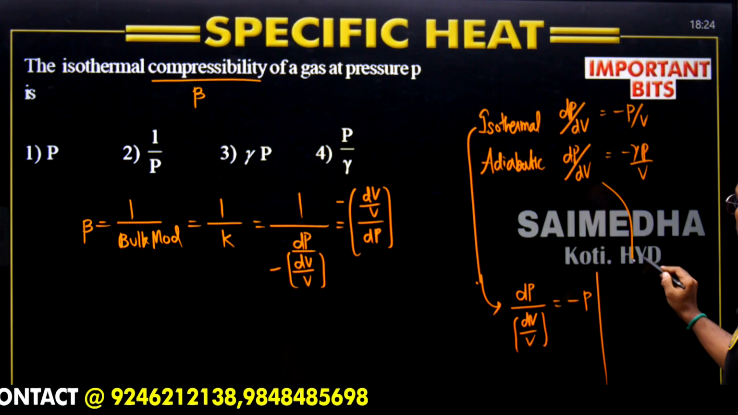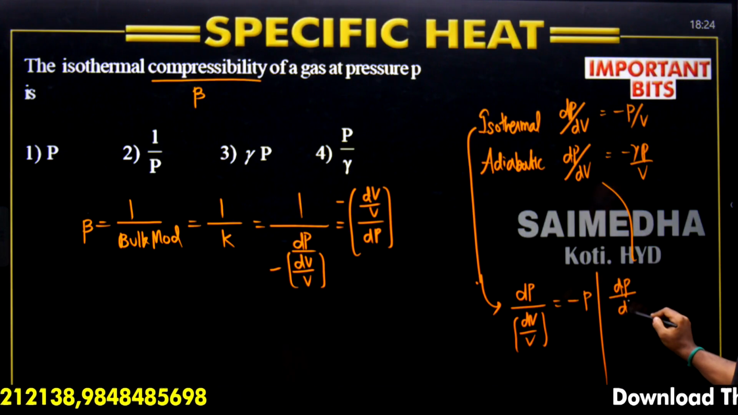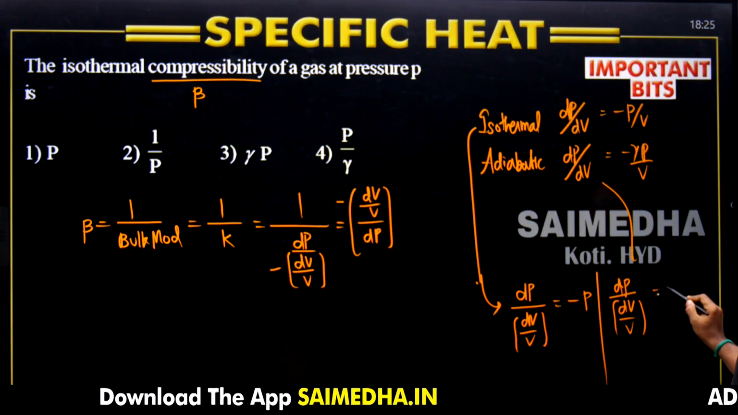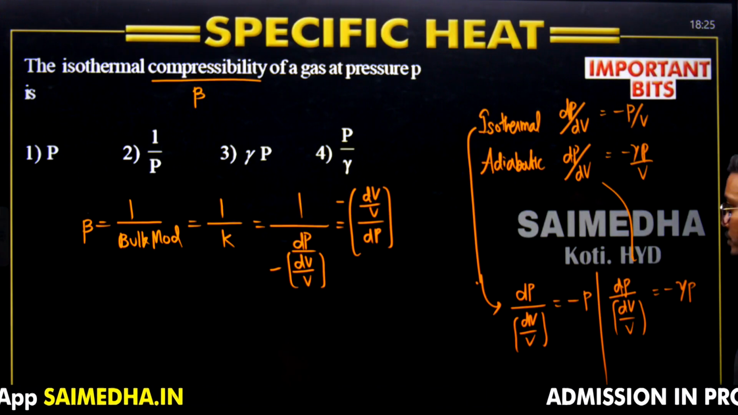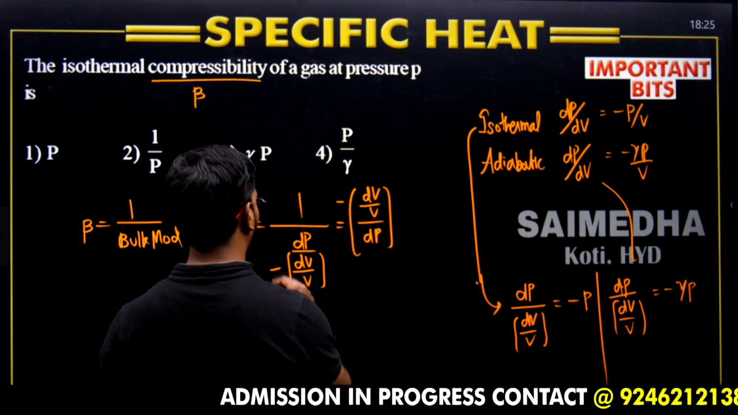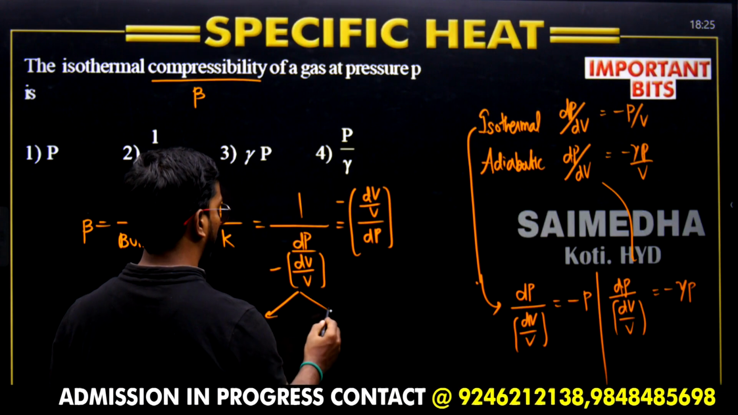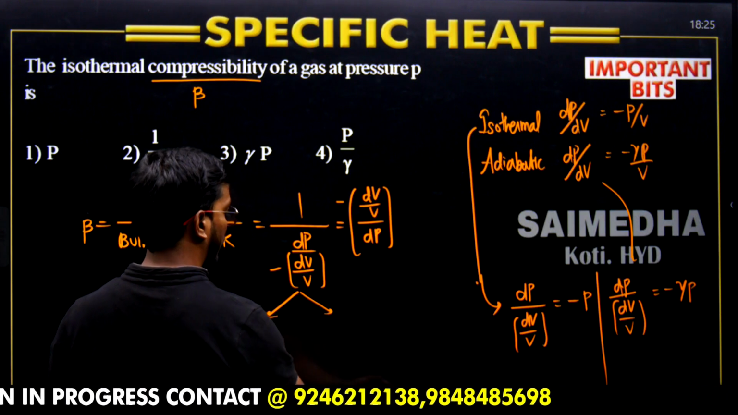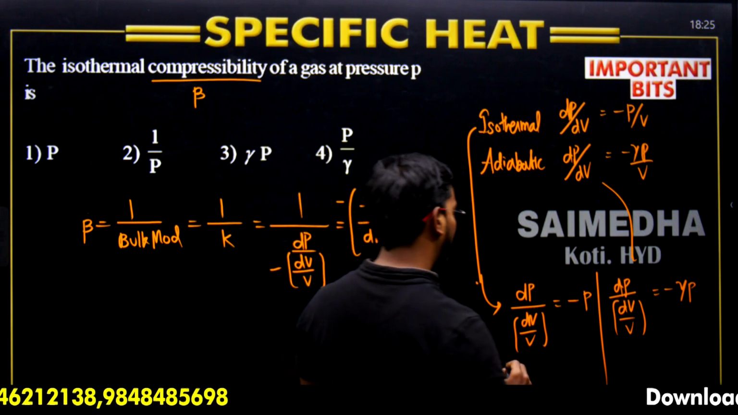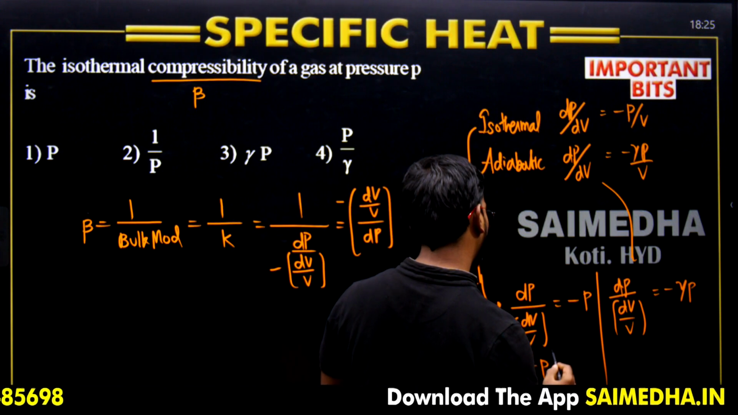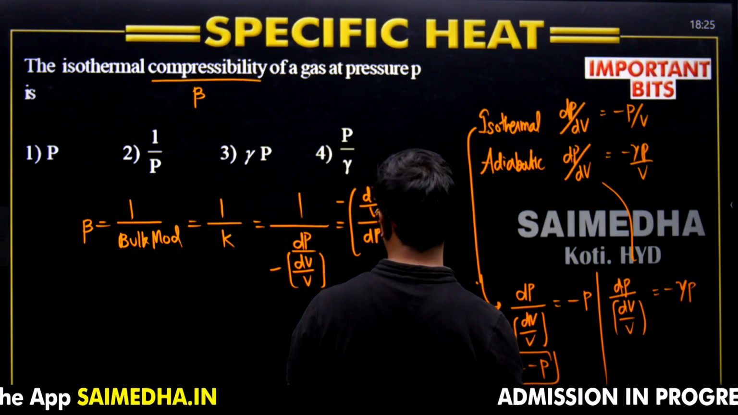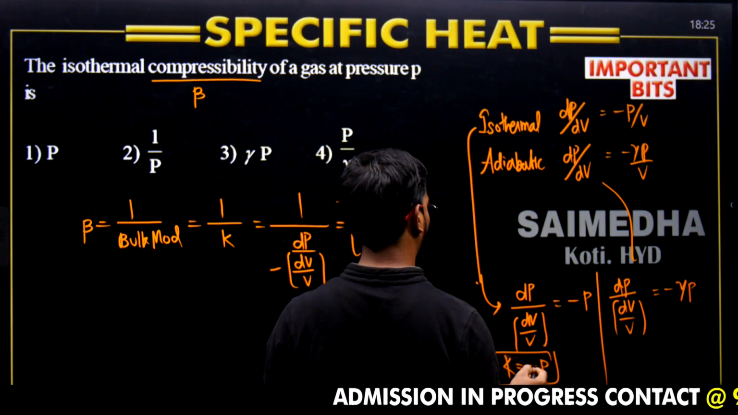Similarly for adiabatic, dP divided by dV by V. This V is coming here. So this answer is minus gamma P. Minus gamma P. Now we know the bulk modulus value. Compressibility is 1 divided by K. What is the K value now? For isothermal, K is equal to minus P, and minus of minus P is going to become plus P.